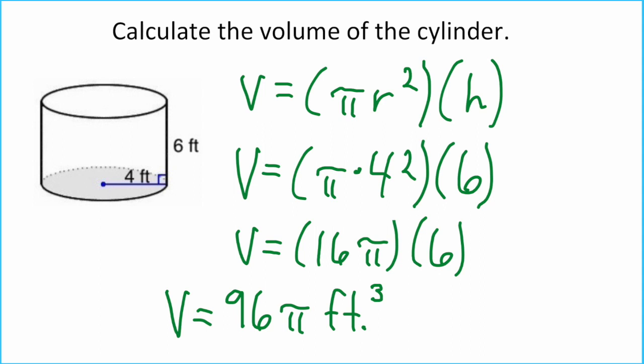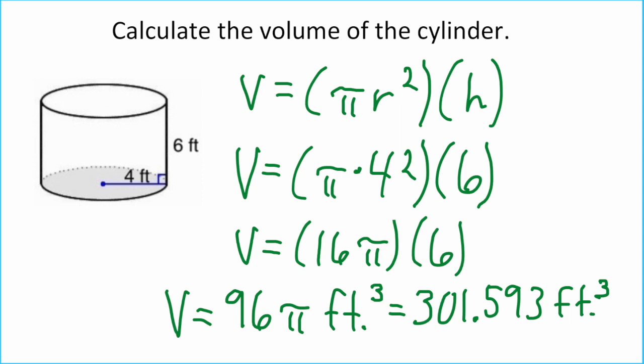Now sometimes you do want to convert it to a decimal, and if you do that, don't use 3.14 for pi. You need to find the pi button on your calculator, and you'd go 96 times pi, and that would give you 301.593 cubic feet.